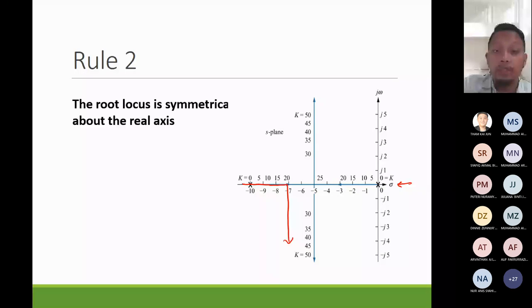Maksudnya dia macam mirror image to one another. So yang atas ni, mirror image dengan yang bawah ni.